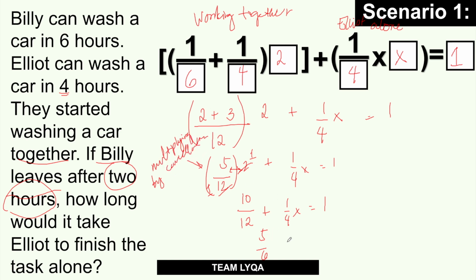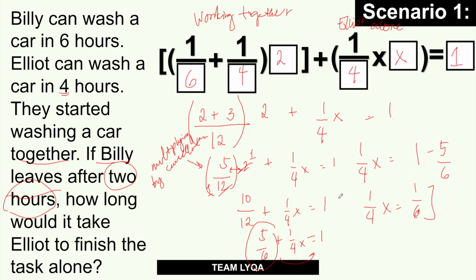So, 5/6 and then plus 1/4 x is equal to 1. Now, iiwan natin yung x sa isang side. Ito, ililipat natin sa kabila. So, this will be 1/4 x is equal to 1 minus 5/6. That is 1/4 x is equal to, this is 1/6 kasi magiging 6/6 yan, minus 5/6. That is 1/6. Kung naguluhan sa ginawa ko dito, panoorin nyo na lang yung video ng subtracting fractions.